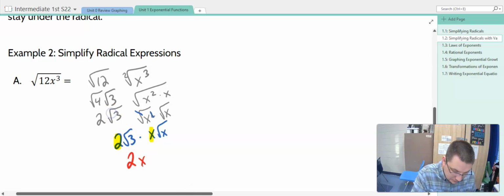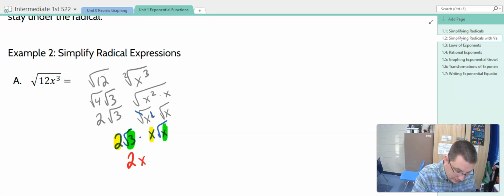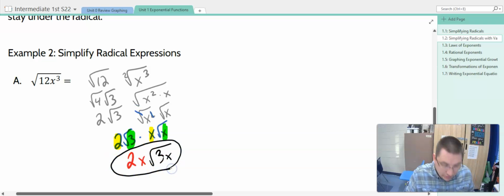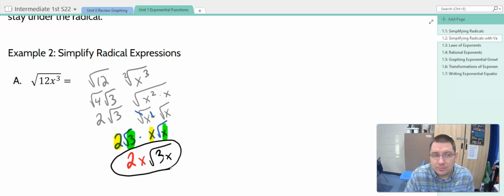2x. And the parts that are under the radical, the 3 and the x, we can write that part under one radical, 3x. And so this would be our final simplified answer, 2x square root of 3x. Okay? So again, as we break that out, we want to break it out into its separate pieces.